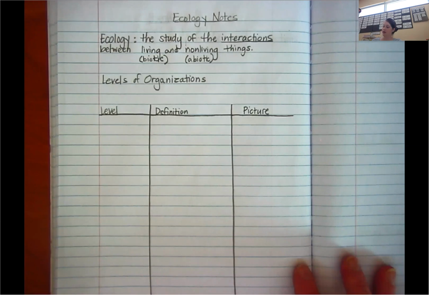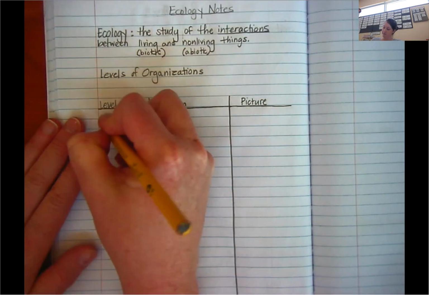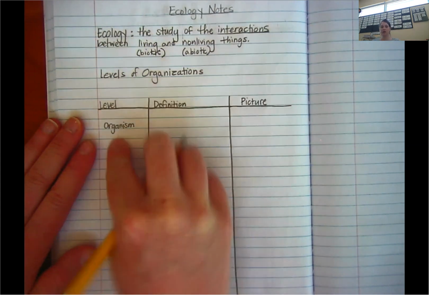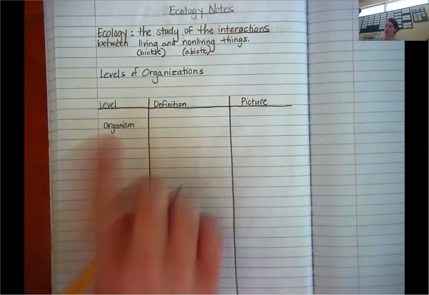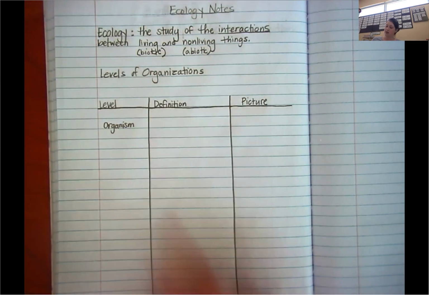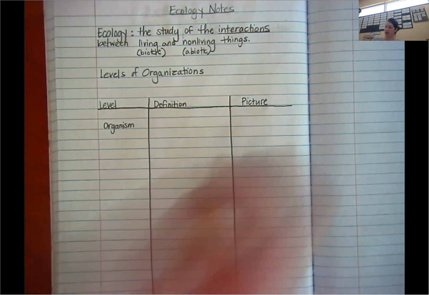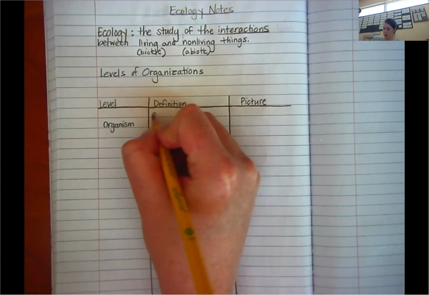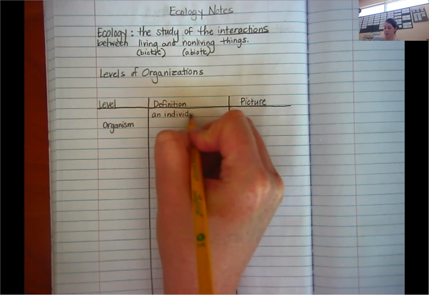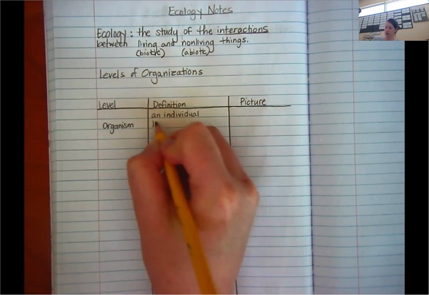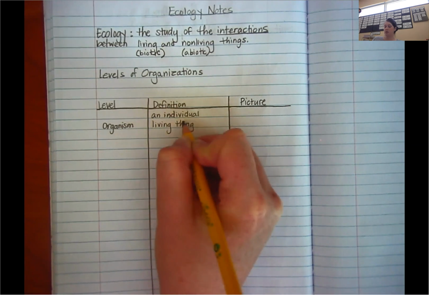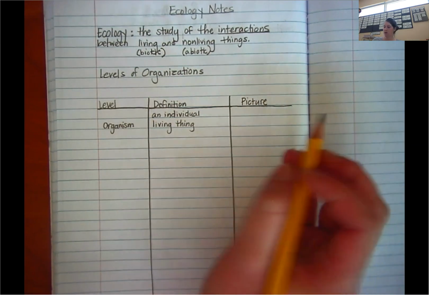There's 5 levels of organization that we're going to talk about. So the first one is organism. So we're just going to be starting with the lowest level of living or biotic organisms, and then they'll kind of get intertwined. So a single organism is an individual living thing. So it's not referring to a single non-living, it's a single living thing.